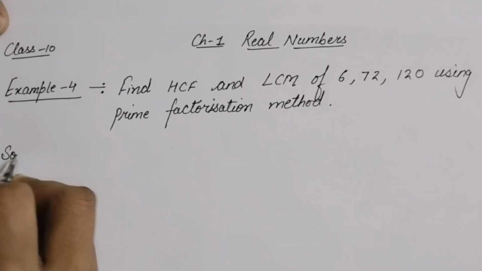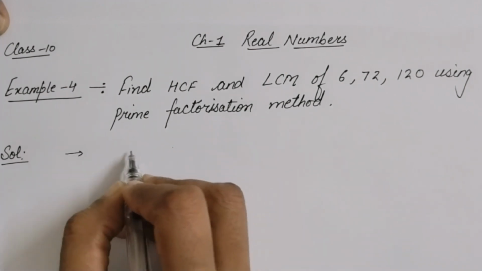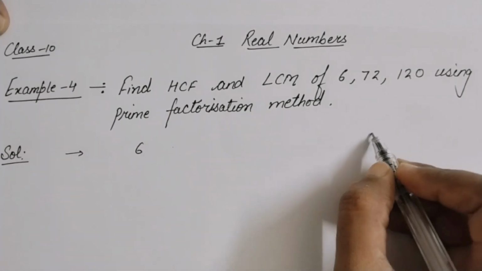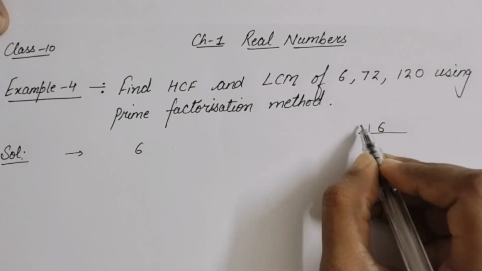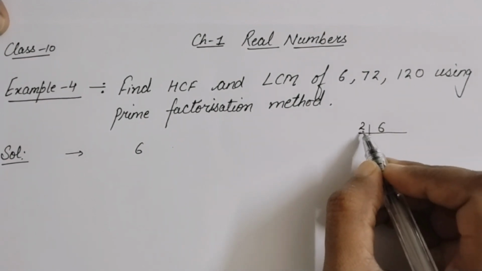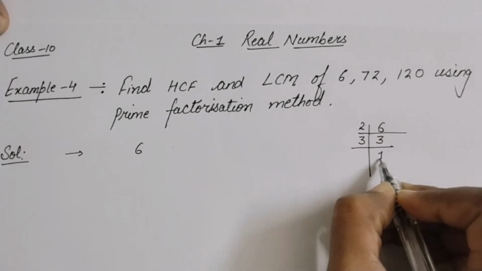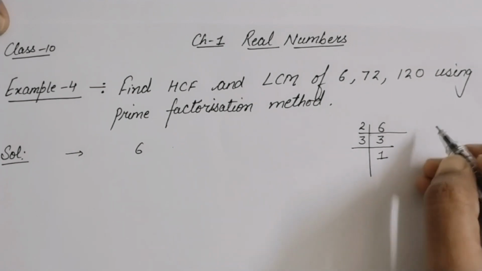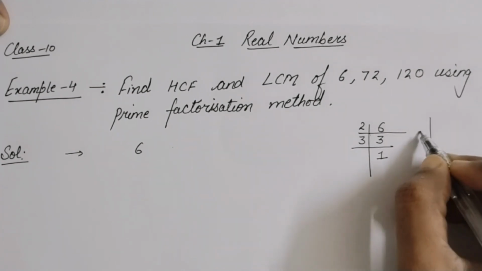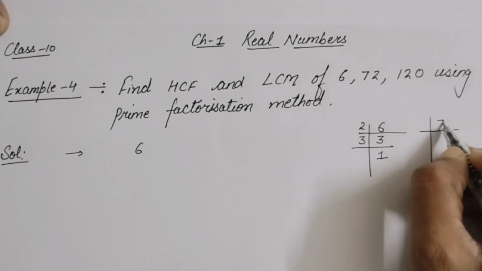Start finding. First of all, we are going to factorize the 6. Very easy method. Let's take 2 first. 2 3s are 6. Now, prime factorization method means the factors are only the prime numbers here. And what is a factor? A factor is a number which divides the given number completely.